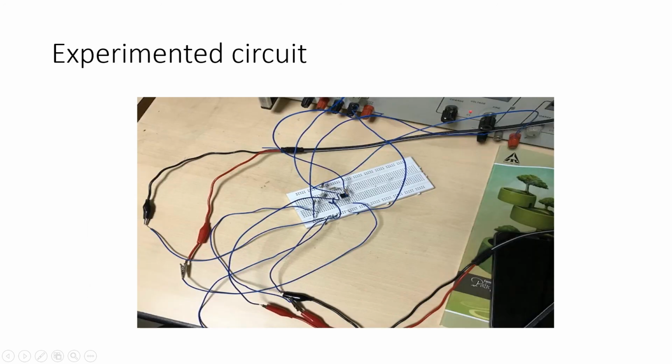So let's go to the output. This is actually the complete circuit which we had done on the breadboard with the wiring, and also the red and black wires which you can see are from the function generator and the oscilloscope.